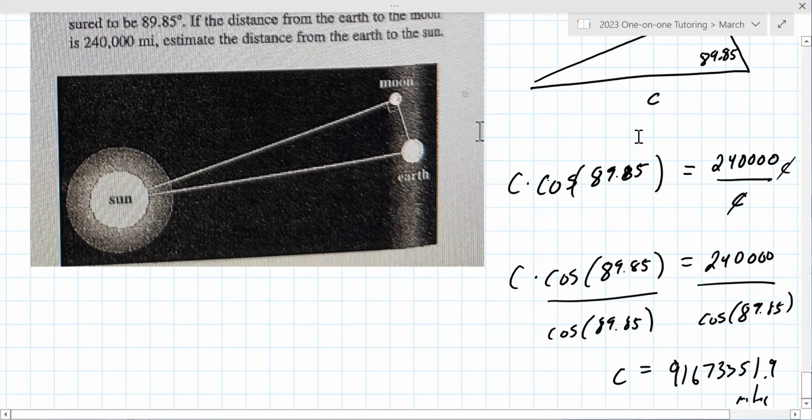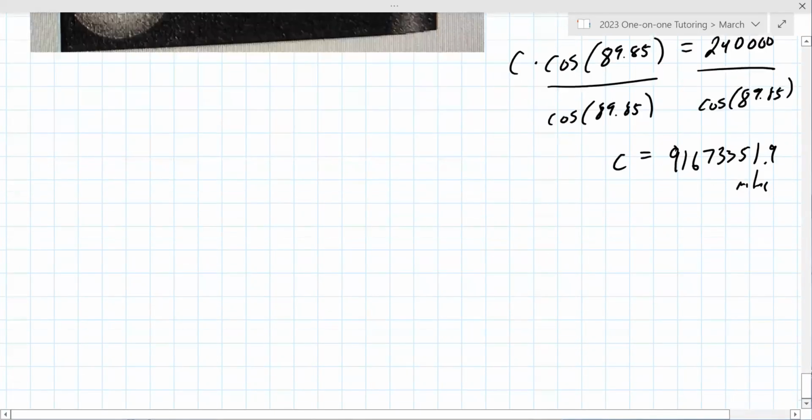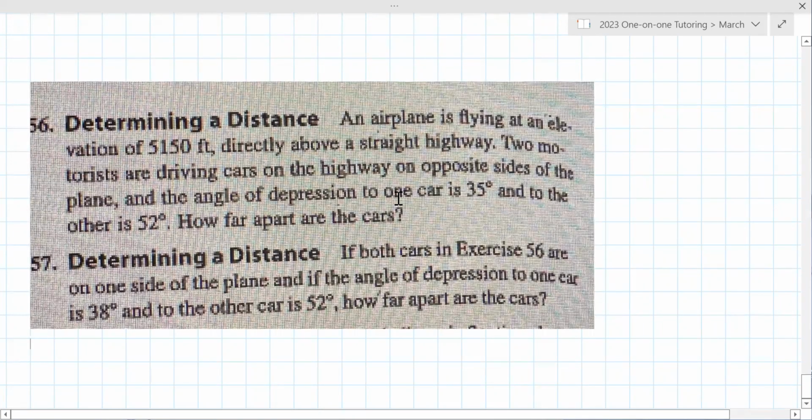Okay, let's move to the previous problem here. 57. An airplane is flying at an elevation of 5,150 feet directly above a straight highway. Two motorists are driving cars on the highway on opposite sides of the plane, and the angle of depression to one car is 35 degrees and the other is 52 degrees. How far apart are the cars?